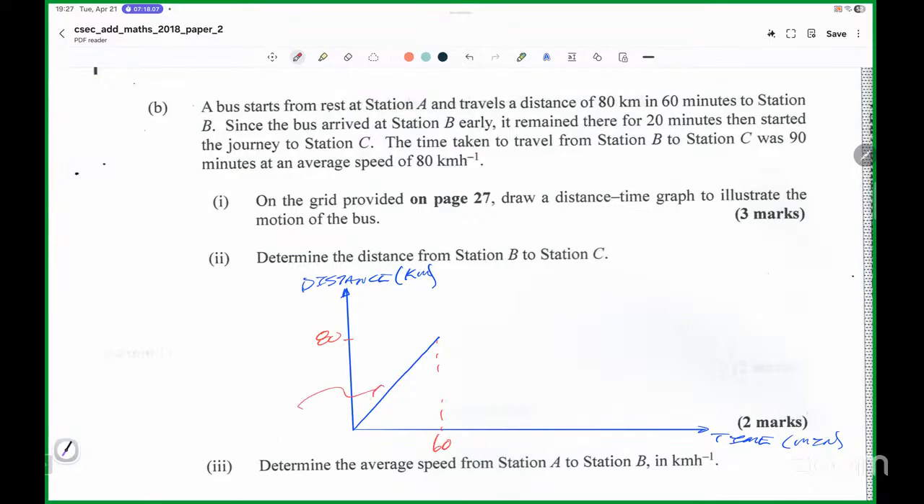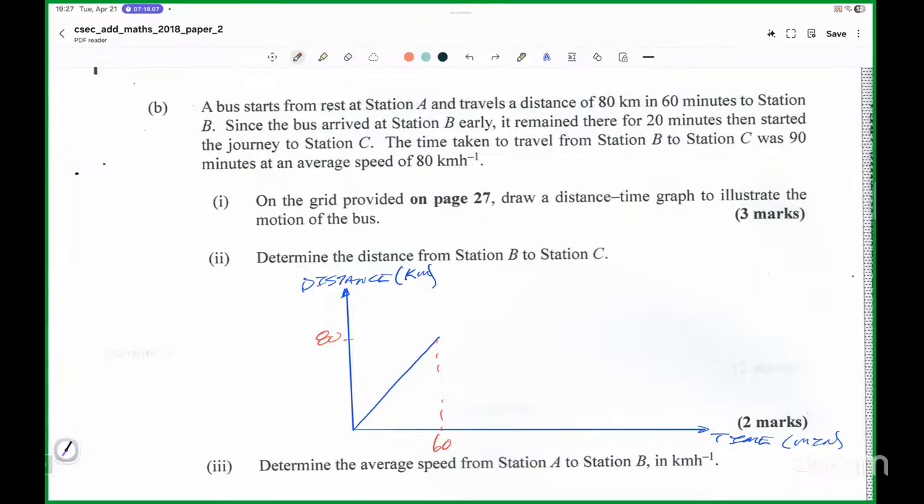So the gradient of this line is the speed. Right? So the speed becomes 80 over 60. Rise over run. The gradient on our distance time graph is speed. So in this segment, the speed is just 80 over 60. You go 80 kilometers in 60 minutes, so it's 80 divided by 60 minutes. And that 60 minutes is really 1 hour. So it's 80 kilometers per hour.